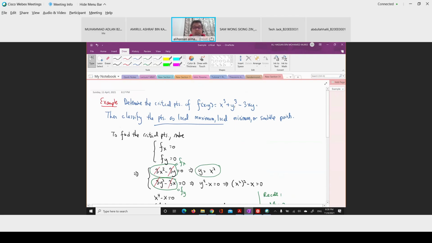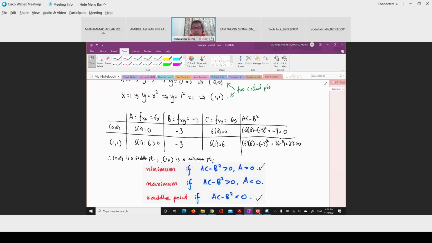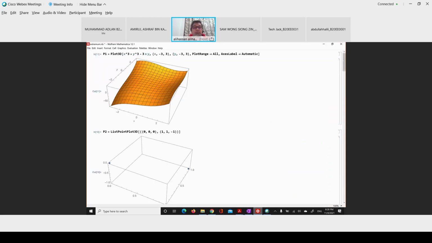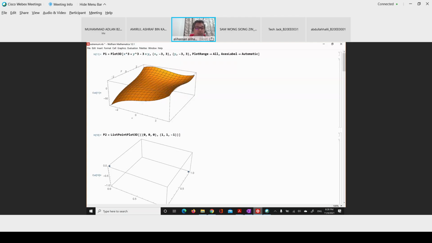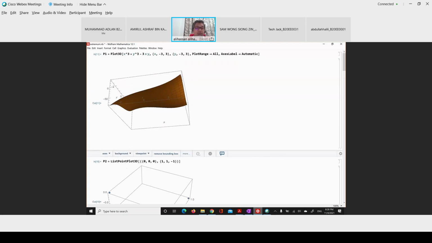The function f(x, y), the graph is a surface. So I have used Mathematica to plot that graph as shown here. This is the graph of x cubed plus y cubed minus 3xy. It is defined for all x, y. So I have restricted the domain to this rectangular region here, x from minus 3 to 3, y from minus 3 to 3. This is the surface of the graph.